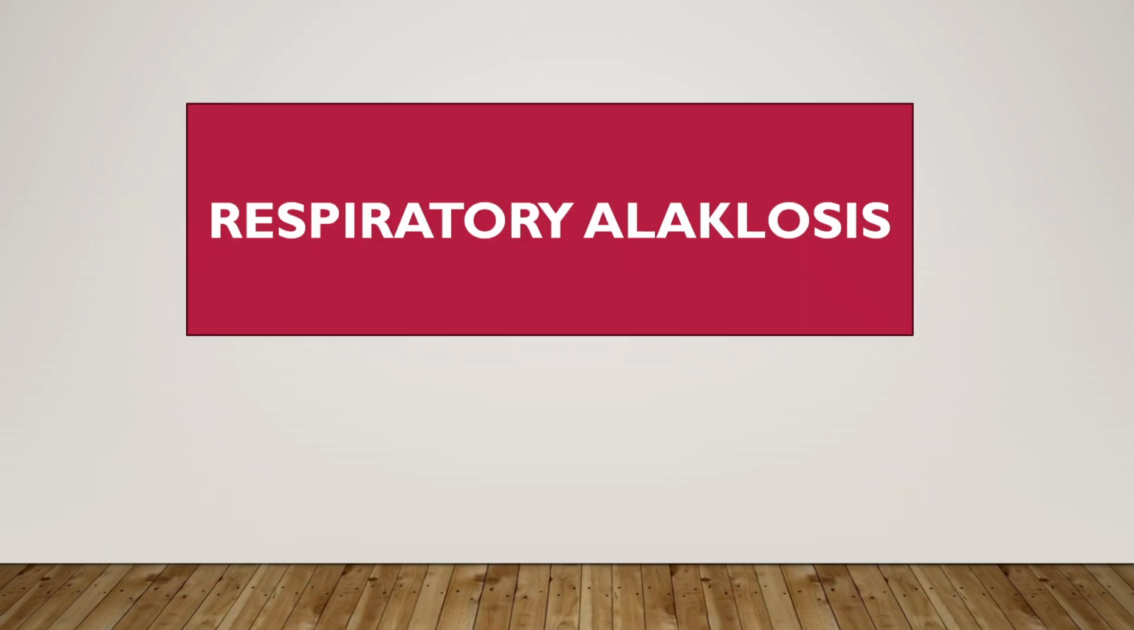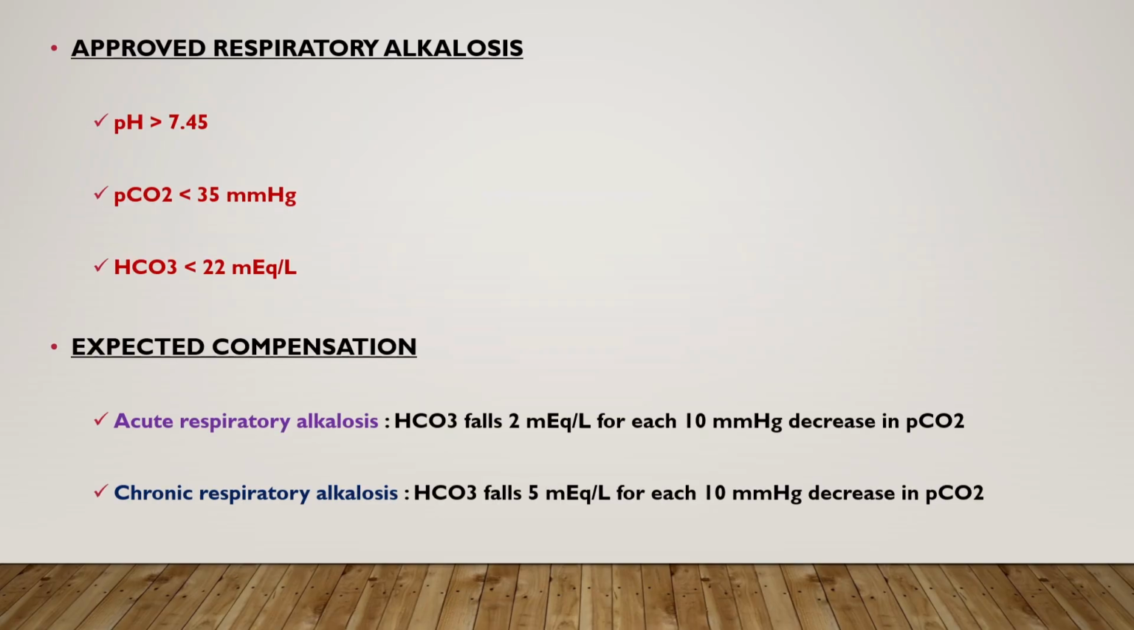Respiratory alkalosis, the last topic. So putting in the concept, pH and PCO2 go in the opposite direction. pH is more than 7.45, PCO2 is less than 35. So that is respiratory alkalosis. Here HCO3 will be less than 22 milliequivalents per liter, trying to bring the pH to normal values. What is the expected compensation?